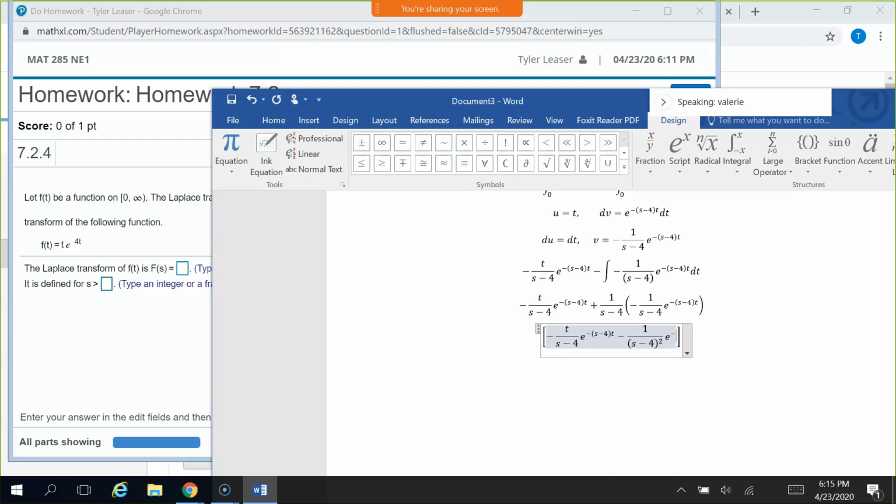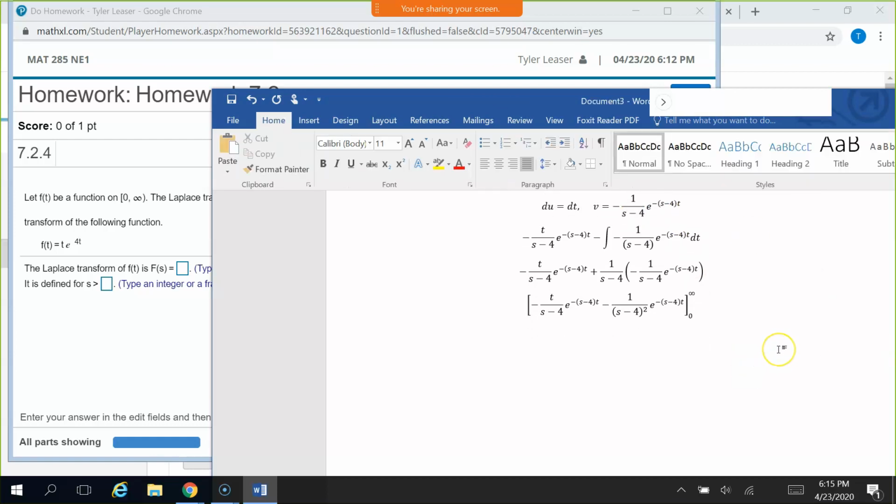So we can combine those constants together to be (s - 4) squared in the denominator there. All right, and then we're plugging infinity into both of these things. But keep in mind, we're plugging it into the t's. It has nothing to do with the s's.